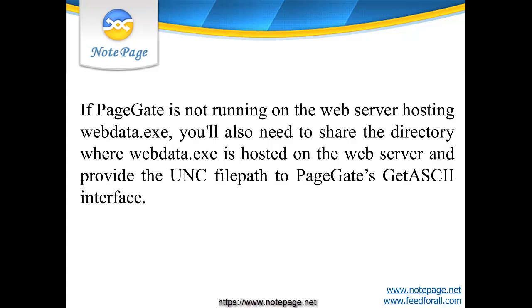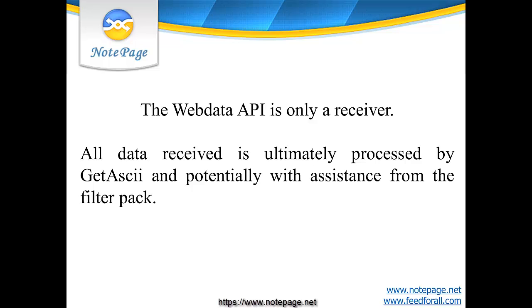If PageGate is not running on the web server hosting WebData.exe, you'll also need to share the directory where WebData.exe is hosted and provide the UNC file path to PageGate's Ascii interface. The WebData API is only a receiver. All data received is ultimately processed by Ascii and potentially with assistance from the filter pack.